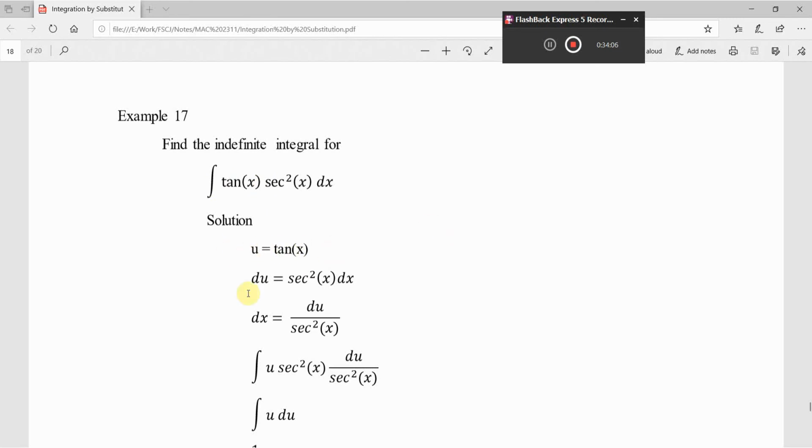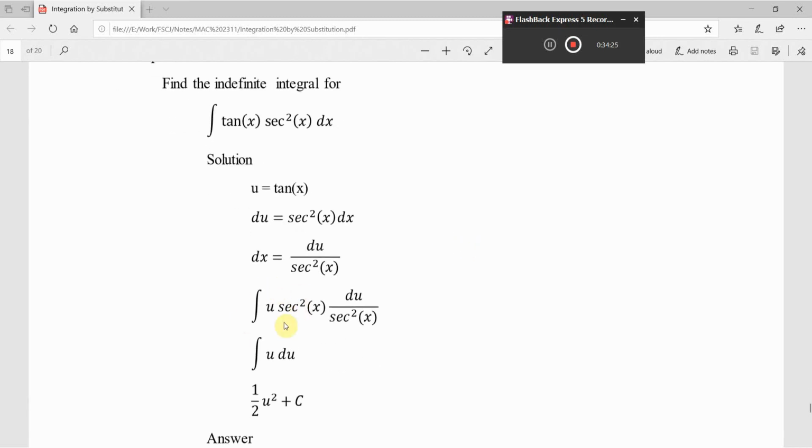When I take the derivative of tangent, du is equal to secant squared of x dx. And if I solve this for dx, this gives me dx is equal to du over secant squared of x. Performing my u substitution, this gives me the antiderivative of u times secant squared of x times du over secant squared of x. And my secant squareds cancel off, and I'm left with the antiderivative of u du.